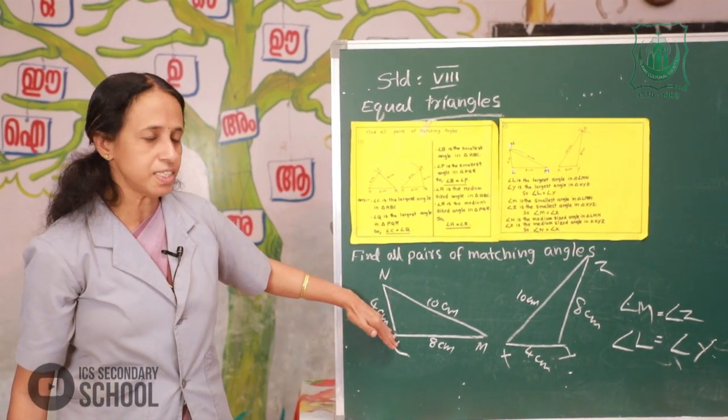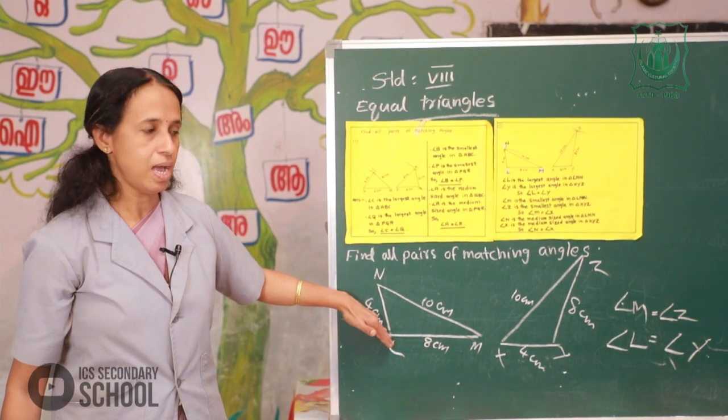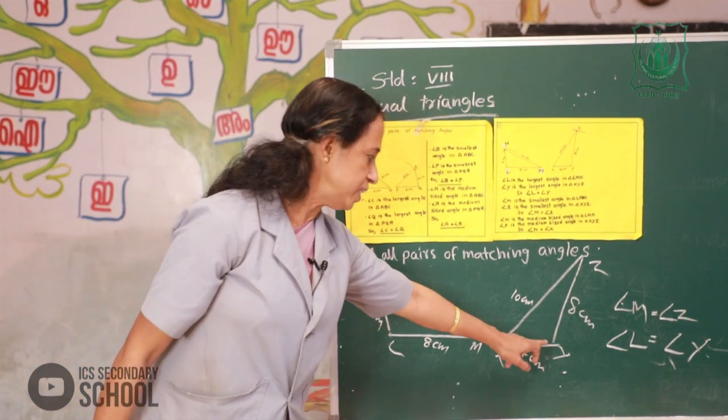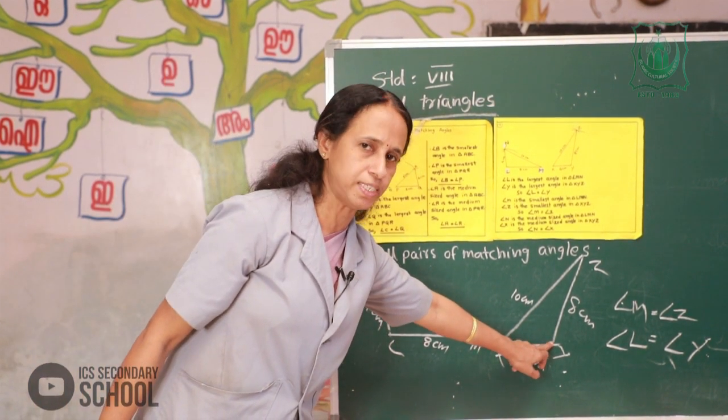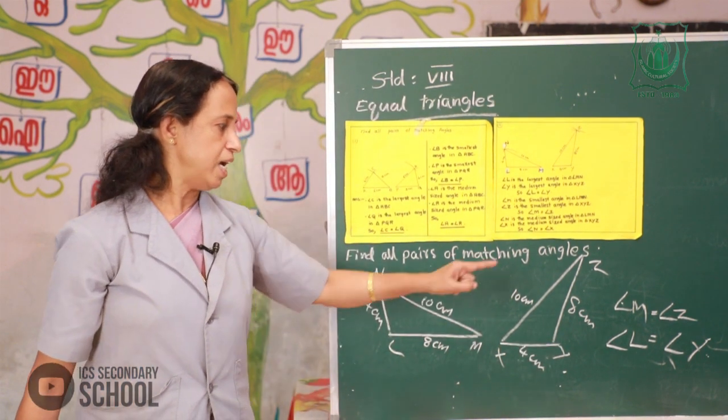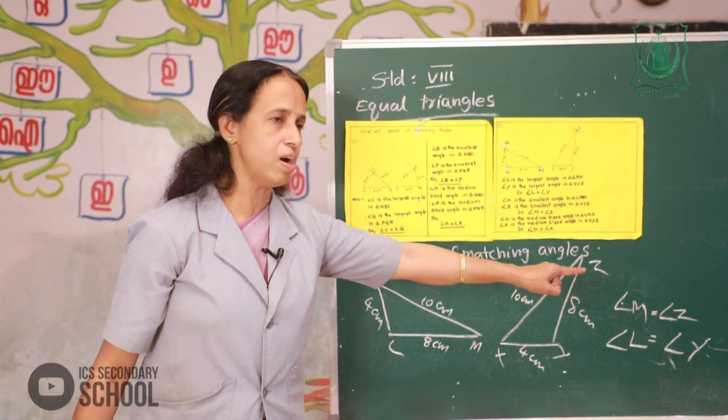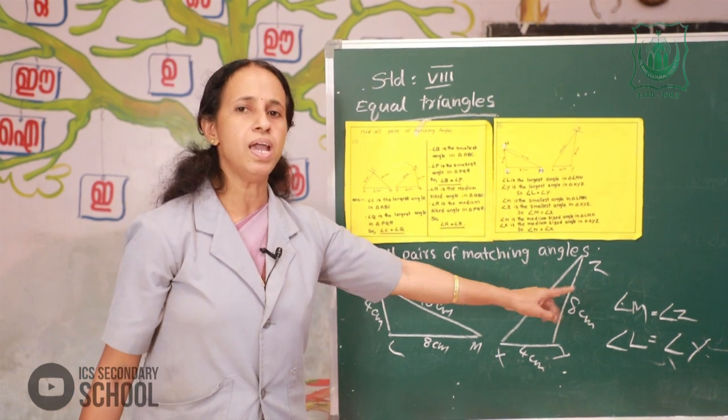Angle L is the largest angle in triangle LMN and angle Y is the largest angle in triangle XYZ. So, we can write angle L is equal to angle Y.